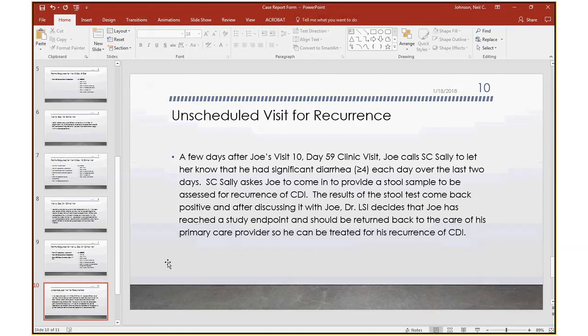To clarify, this is an unscheduled visit for recurrence. It's sometimes just called an unscheduled visit, but the recurrence is the important part. You do not need to complete this or any of these forms just because the participant shows up at the hospital at an unscheduled time.